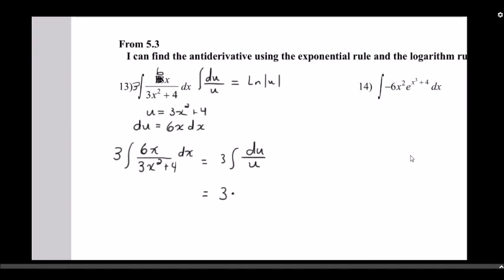And if we use this definition right here, the integral of du over u is equal to the natural log of the absolute value of u. And then we go back and unsubstitute for u. U is equal to 3x squared plus 4.